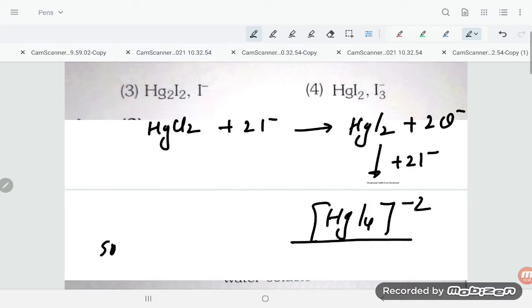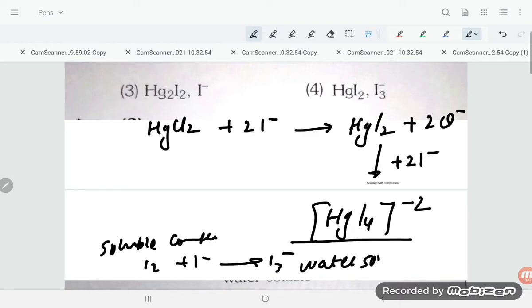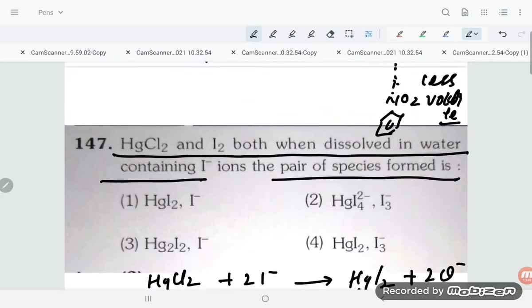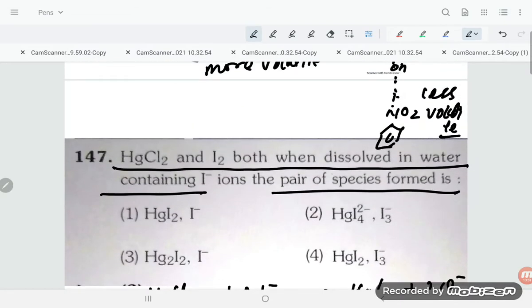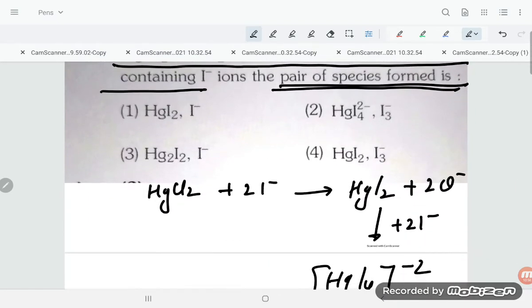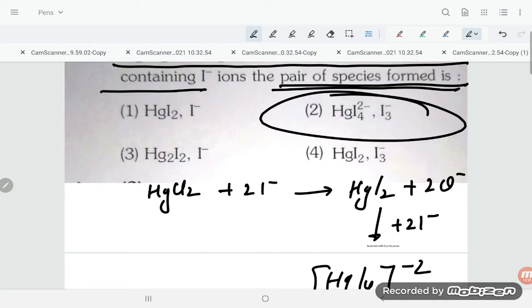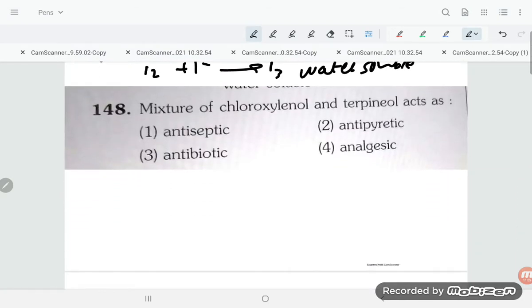Now if you talk about a soluble complex, I2 plus I minus gives I3 minus. This I3 minus is water soluble, student. So they are asking that HgCl2 and I2, both when dissolved in water containing I minus, the pair of species formed is HgI4 2 minus and I3 minus, so the correct option is option number 2, dear.